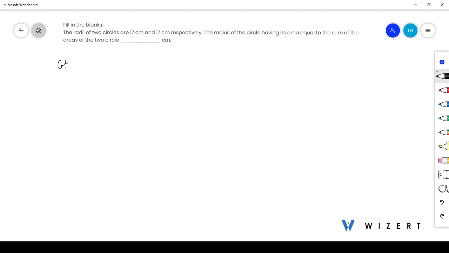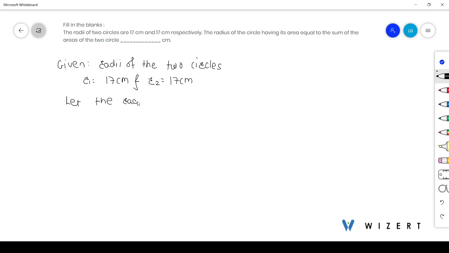Here we have been given the radii of the two circles. Let R1 equals 17 centimeters and R2 equals 17 centimeters. Let the radius of the required circle be R centimeters.